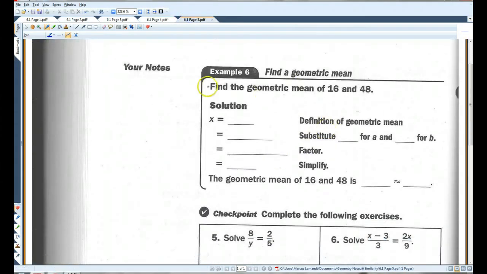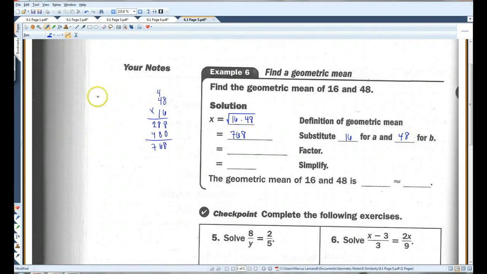Okay, so for example, if we're trying to find the geometric mean of 16 and 48, I'm going to find the square root of the product of these two numbers. So 48 times 16, let's see here, 768. I substituted 16 for A and 48 for B. Okay.